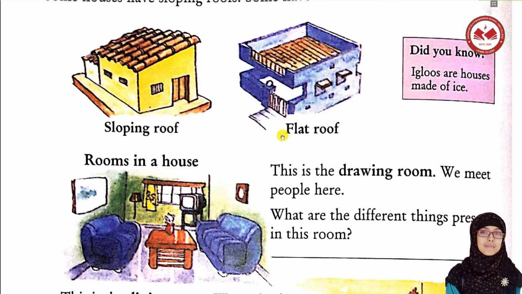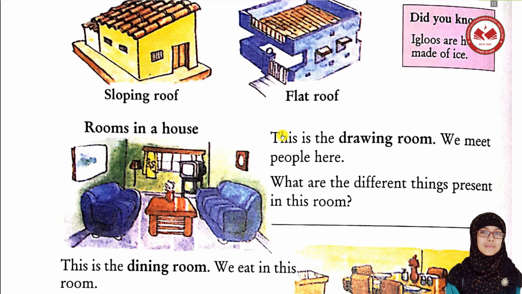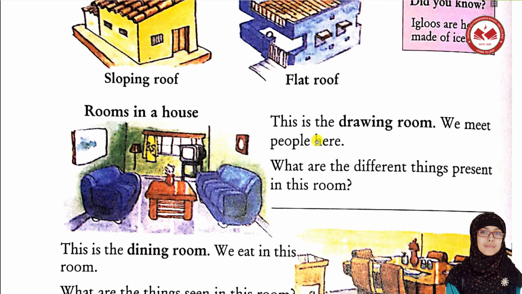So now we are going to learn about several types of rooms. See this picture here. There's a sofa, television, a small tea table, and a flower pot. It looks like a drawing room, right? What do we do in a drawing room? We normally meet people here, right? Whenever any guest visits our home, we let them sit here in the drawing room. Exactly.